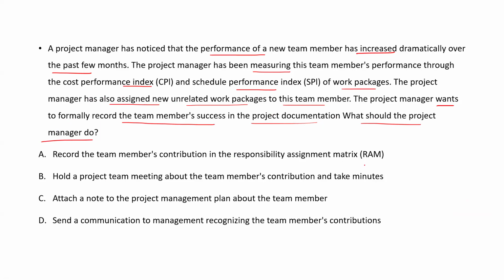Record the team contribution in RAM, hold a team meeting about contribution, attach a note to the project management plan about a team member, send a communication to management recognizing the team member's contribution. This is the question, so you should know what you have to answer. The project manager wants to formally record the team member's success in project documentation.